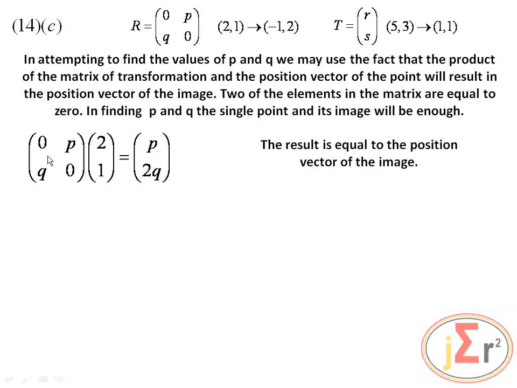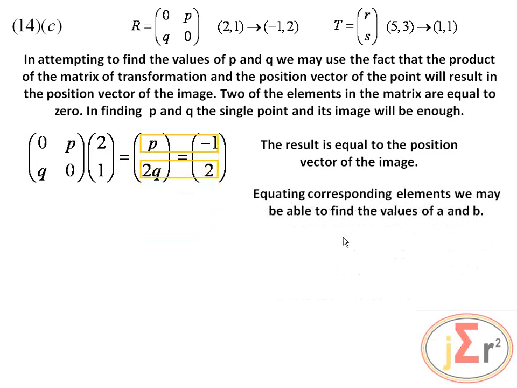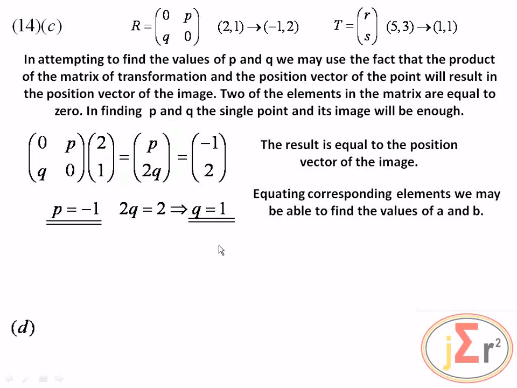We see that some of the elements that might compound the problem are eliminated by the fact that we have 0 here and 0 here. So when we multiply, we get P, 2Q, and that is equal to negative 1, 2. So there's no difficulty seeing that P is equal to negative 1. Equating corresponding elements, we may be able to find the values of P and Q. So P is equal to negative 1 and 2Q is equal to 2 implies that Q is equal to 1. That's not very difficult.